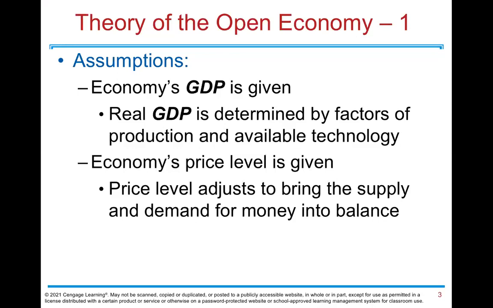The price level is also given, in the sense that it adjusts to bring the supply and demand for money into balance. So that means that given some output, some GDP, Y, that's determined by the amount of technology and the factors of production, the price level adjusts to bring the supply and demand of money into balance.